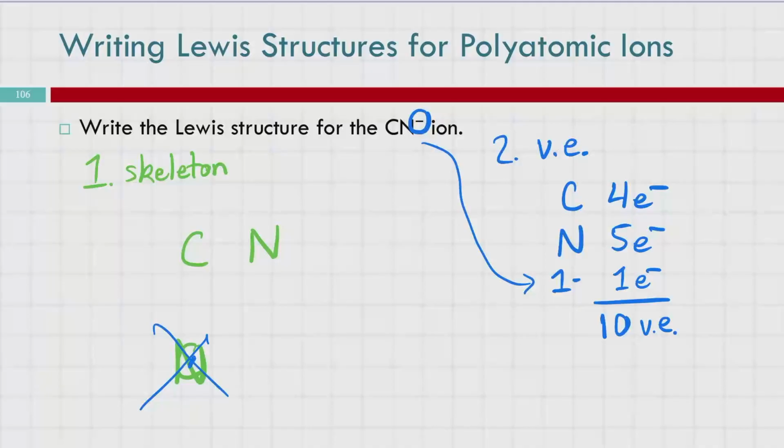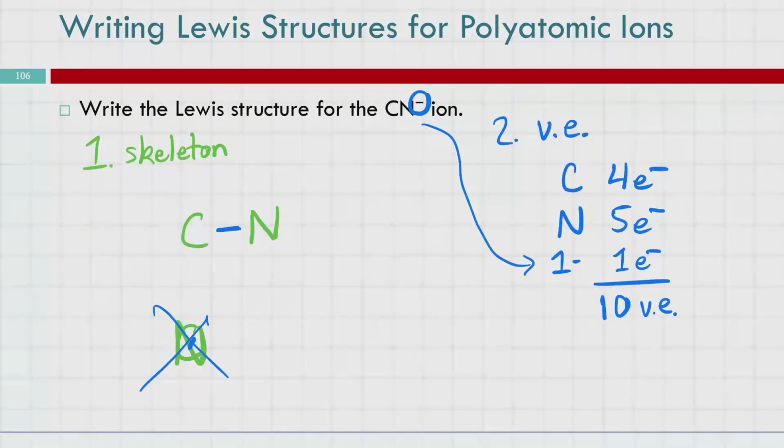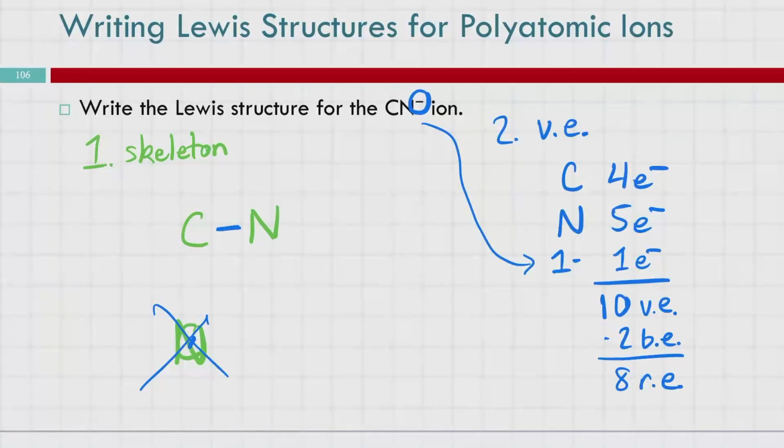How many bonds do we need to draw in to connect these two things? It's the minimum number of lines to connect 2 points. It's just 1. So we'll draw in 1 line. How many electrons are in that 1 bond? 2. So we're going to subtract 2 bonding electrons. We've got 8 remaining electrons. Now we have to place the rest of our 8 remaining electrons. Usually in scenarios like this, I just give them each 4.